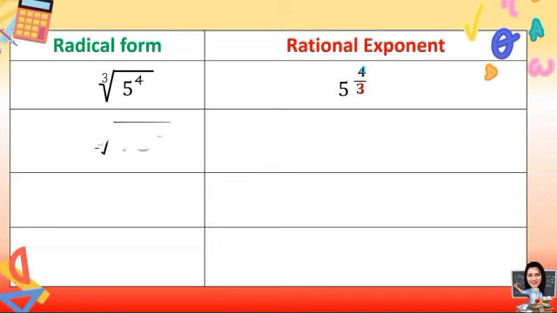Another example. So, 6th root of 75 raised to 5. So, 75, the radicand becomes the base of the fractional exponent. 6, the index, is the denominator of the fractional exponent. And 5, the numerator of the rational exponent.